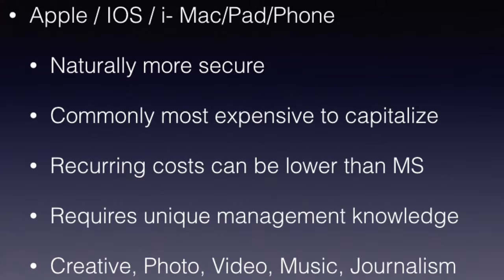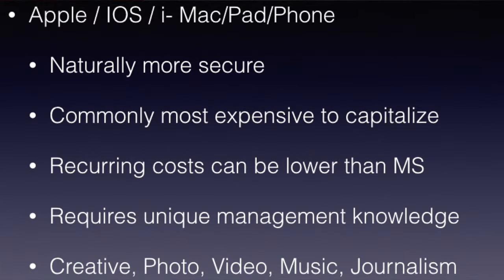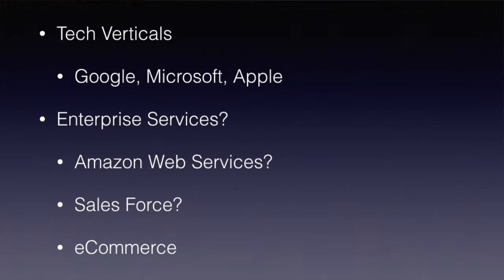People get used to something and they can use it for quite a bit longer, it seems like, in the Mac world. Although Windows 95 and Windows XP were great examples of Microsoft being successful in the longevity arena as well. Mac is unique. It's a Unix-based environment, and the sophistication for administration is different than you would anticipate in a Microsoft environment. And again, creative photo and video journalism is a great example of folks that thrive on Mac. So we have our tech verticals: Google, Microsoft, and Apple.